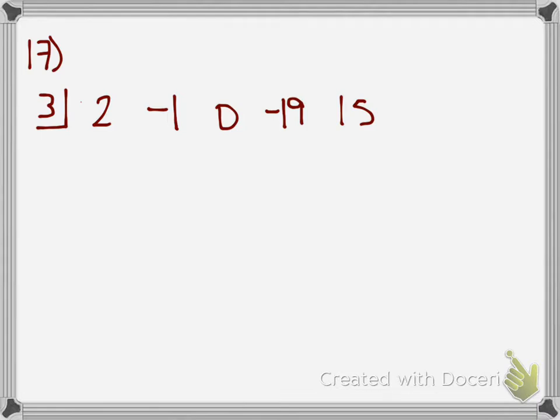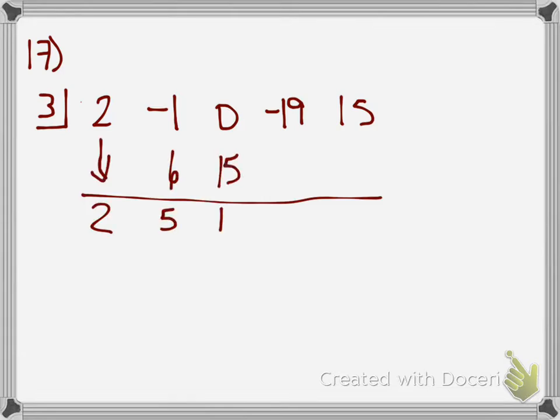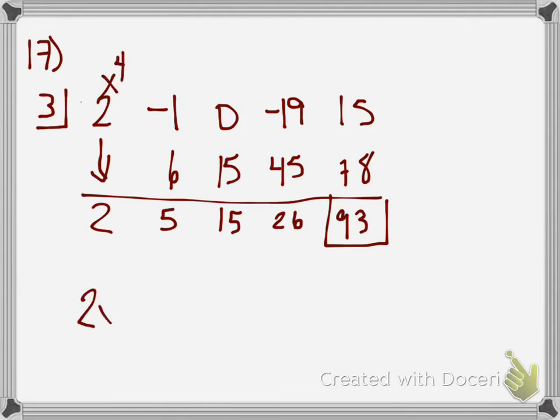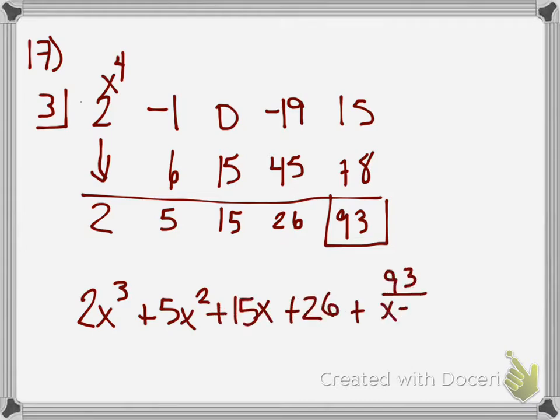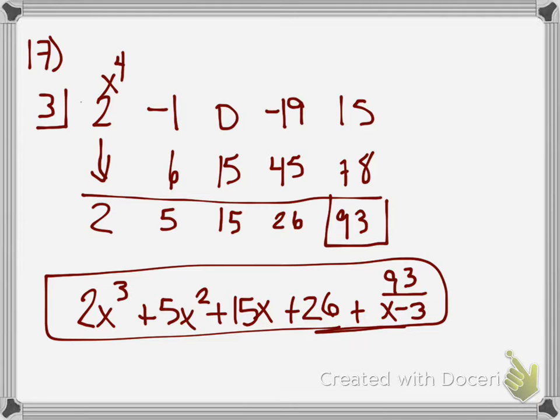So like on number 17, because I'm missing the x squared, I put a 0 in its place. And so again, I'm going to bring that 2 down. 2 times 3 is 6. Combine, multiply, combine, multiply, combine, multiply, combine. And there's my remainder of 93. Ooh, that's a big remainder. Anyways, so my final answer is 2x cubed plus 5x squared plus 15x plus 26 plus 93 over x minus 3. So you can kind of see how those work, not too difficult.